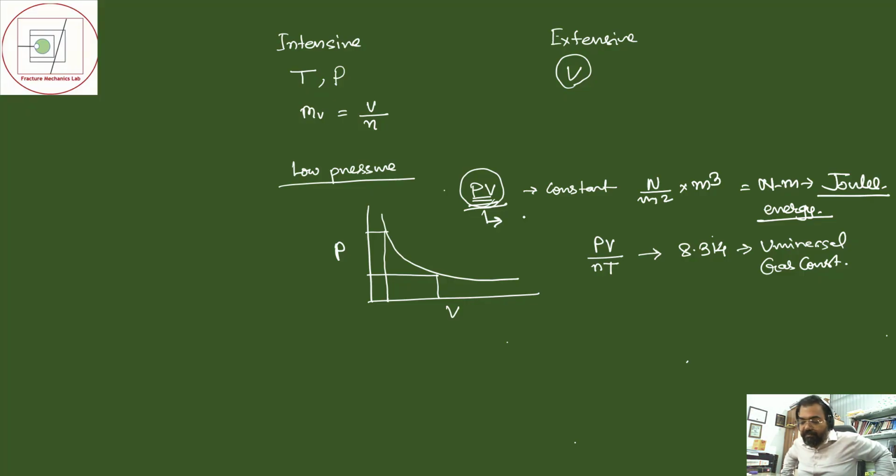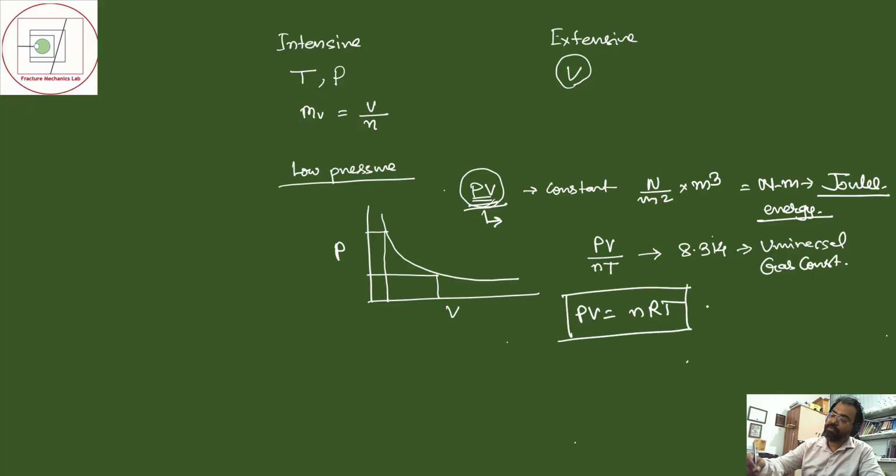So PV equals nRT is known as the ideal gas equation, and why is it called ideal? Anything ideal, ideal government, ideal person, ideal relationship does not exist, right? Similarly, there are no gases which are ideal. It is an idealization. At low pressure, gases do follow very close to this law, but in reality, it is not.